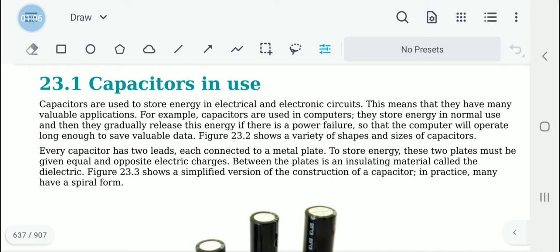Then if there is a power failure, there would be some parts that will function long enough to store whatever we have been working on. So that is the use of these capacitors. As you can understand, it is a very valuable use.